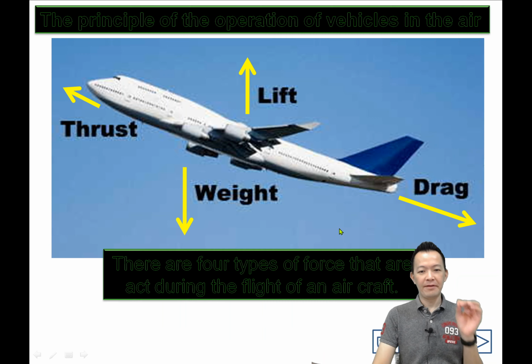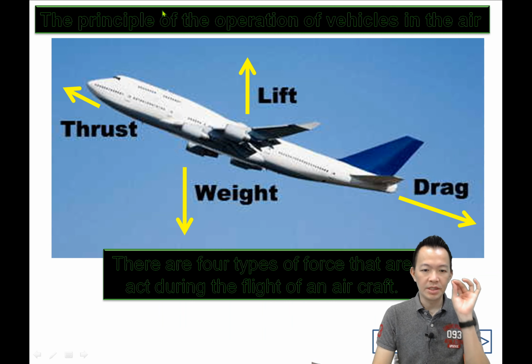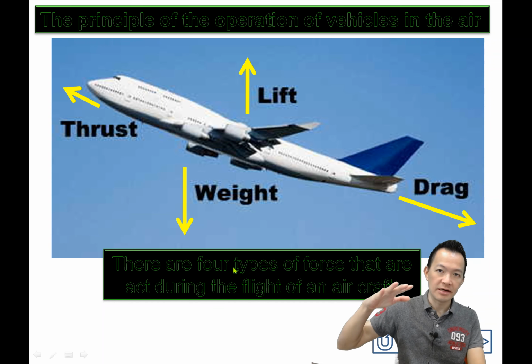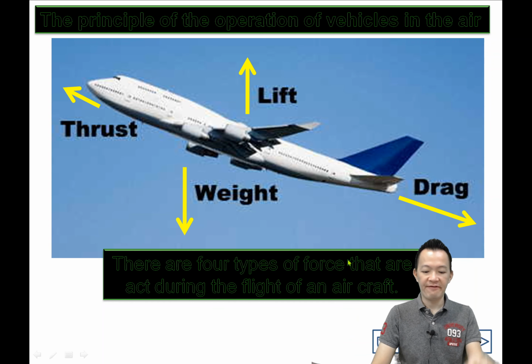Okay, enough. Okay, so the principle of the operation of the vehicle in the air. Number 1, there are 4 types of force that acts during the flight of an aircraft. So when the aircraft is flying, we're having 4 types of force. 它有用到4种的力量 Okay, but what type of force?